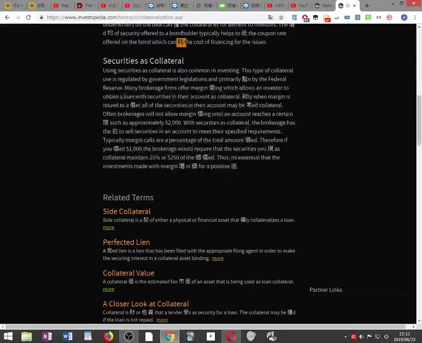Decrease the cost of financing for the issuer. Securities collateral. Using securities collateral is also common in investing. This type of collateral use is regulated by government legislation and primarily by the Federal Reserve.